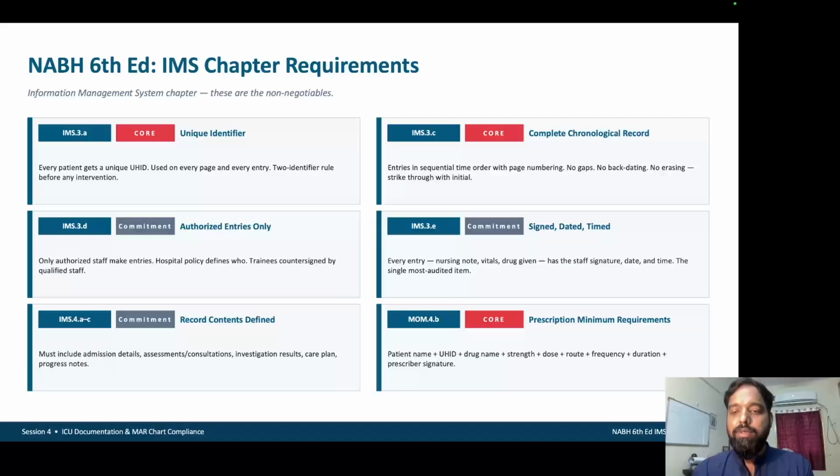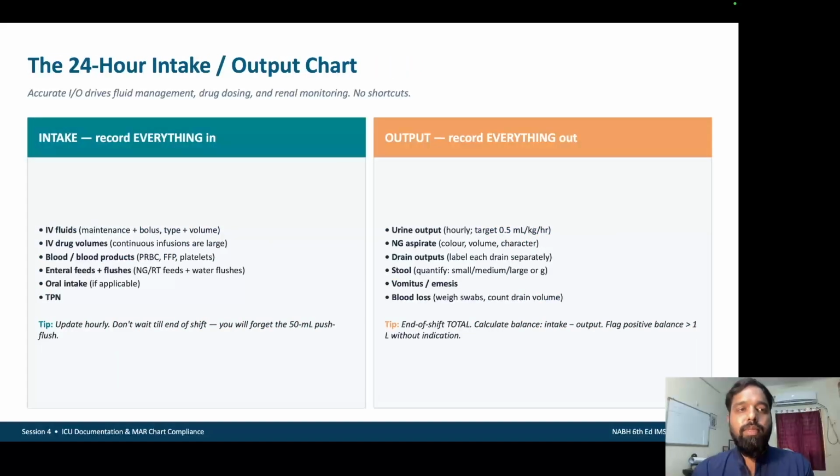Next, the prescription minimum requirements that include patient name, UHID, drug name, strength, dose, route, frequency, duration, and the prescriber's signature. The 24 hours intake output chart. Accurate intake output drives fluid management, drug dosing, renal monitoring. There are no shortcuts for this. You just have to keep your eye on the patient.